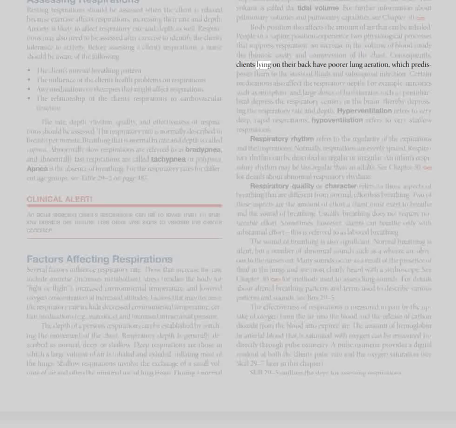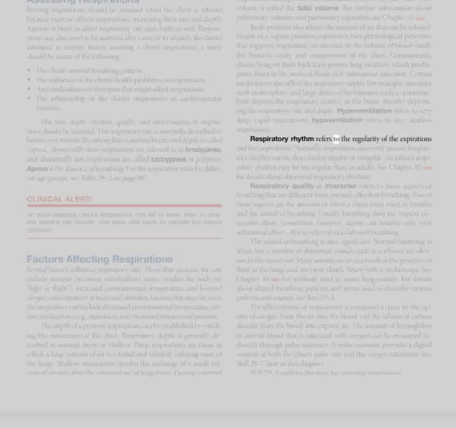Consequently, clients lying on their back have poorer lung aeration, which predisposes them to the stasis of fluids and subsequent infection. Certain medications also affect the respiratory depth. For example, narcotics such as morphine and large doses of barbiturates such as pentobarbital depress the respiratory centers in the brain, thereby depressing the respiratory rate and depth. Hyperventilation refers to very deep, rapid respirations. Hypoventilation refers to very shallow respirations.